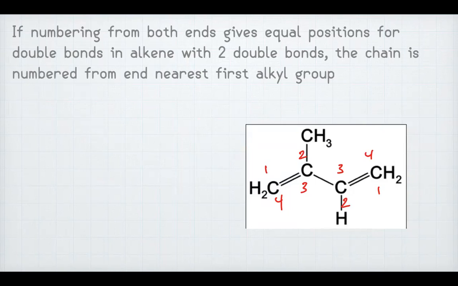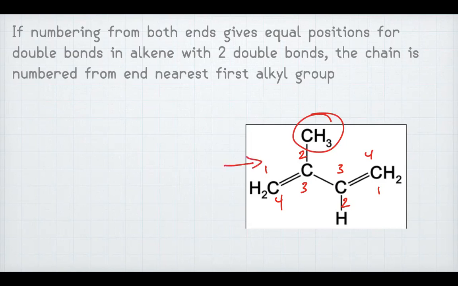regarding the double bonds which direction I go, then I will go to the second most important thing, which is the alkyl group. And numbering from left to right, in this case, gives the methyl group a 2 instead of a 3. So I'm going to label from left to right.